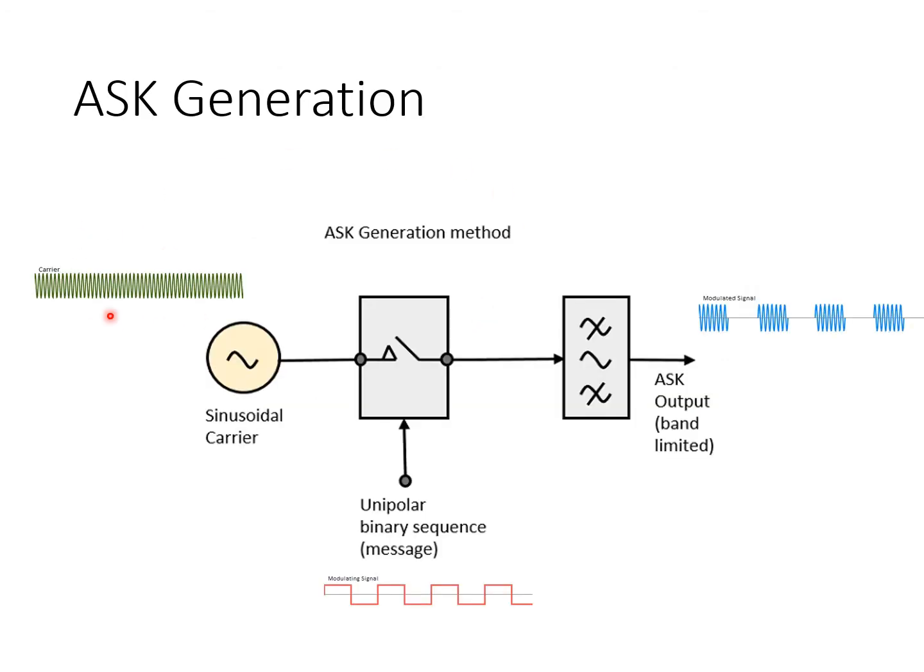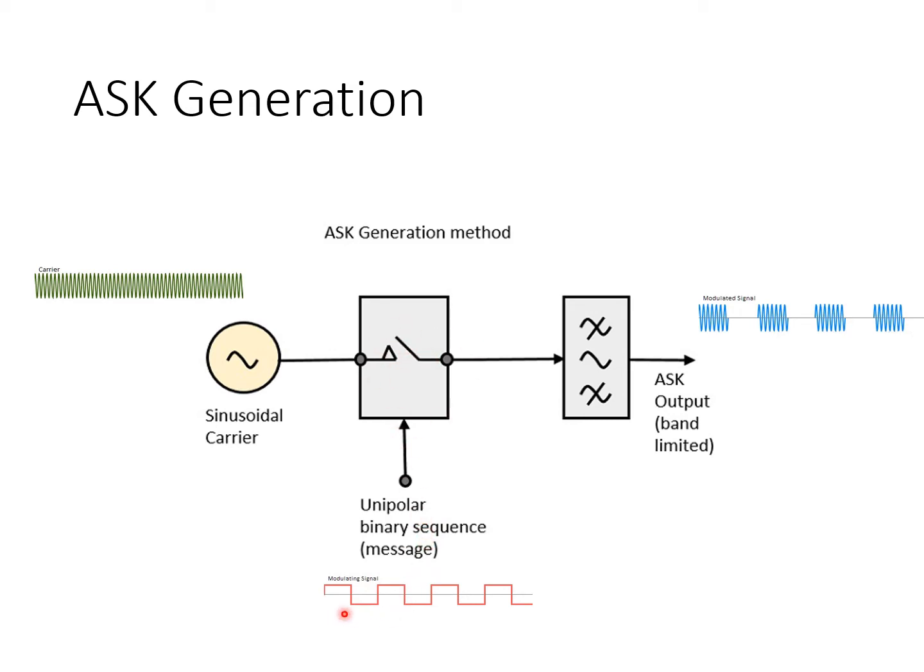So for the generation of ASK, we can use a simple switch as a modulator, which is controlled by a message signal. If we have a continuous sinusoidal oscillator that produces a high frequency carrier, we can connect a switching device in its path, and that switching device can be controlled by a unipolar or bipolar or whatever kind of message signal that we have, and we can switch this device on and off.